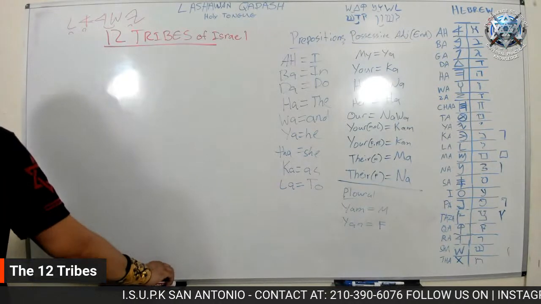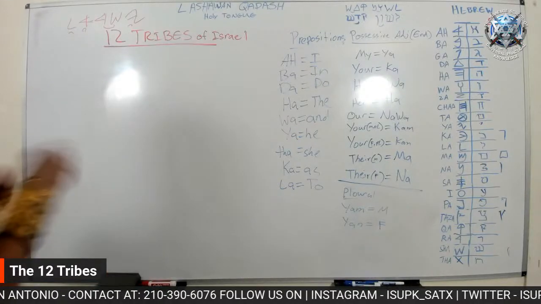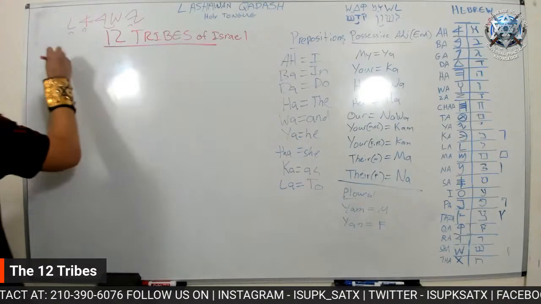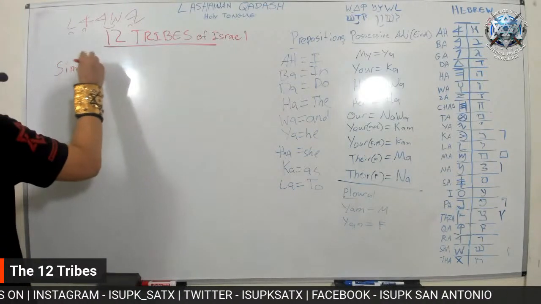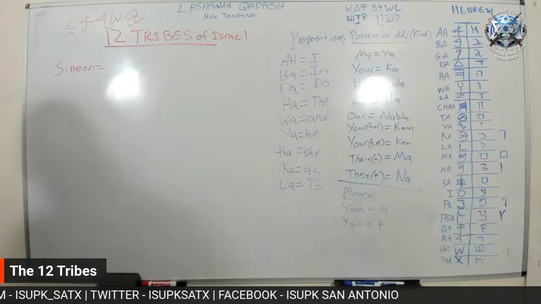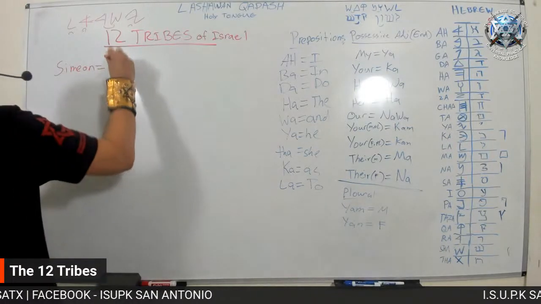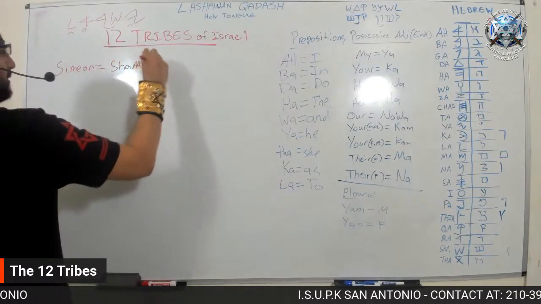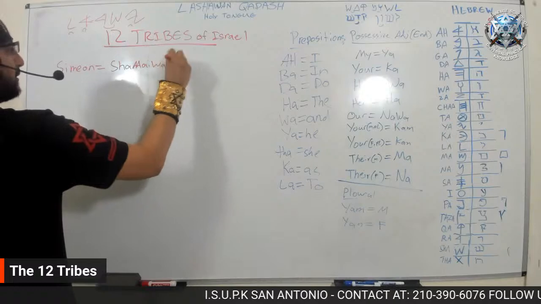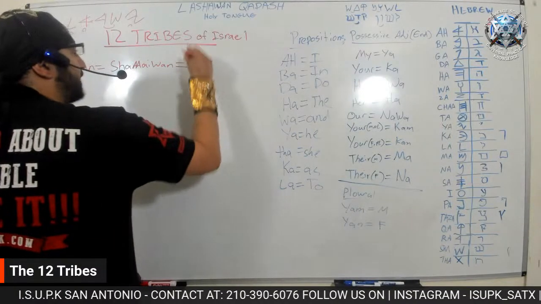Now we have the next group, okay? The next one is going to be the tribe of Simeon. Simeon, Shemaiwan. Simeon, aka the Dominicans.